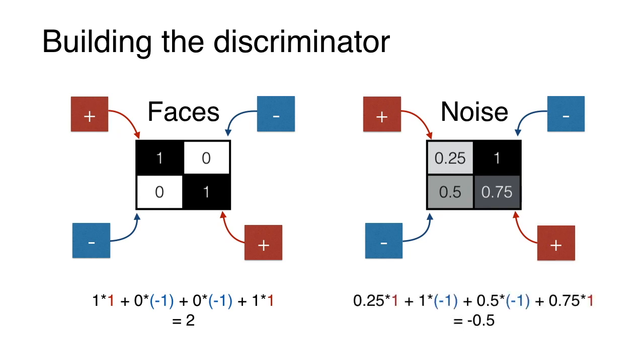We can add a cutoff or a threshold of, say, 1, and say that any image that scores 1 or higher is a face, and any image which scores less than 1 is not a face, or is a noisy image.